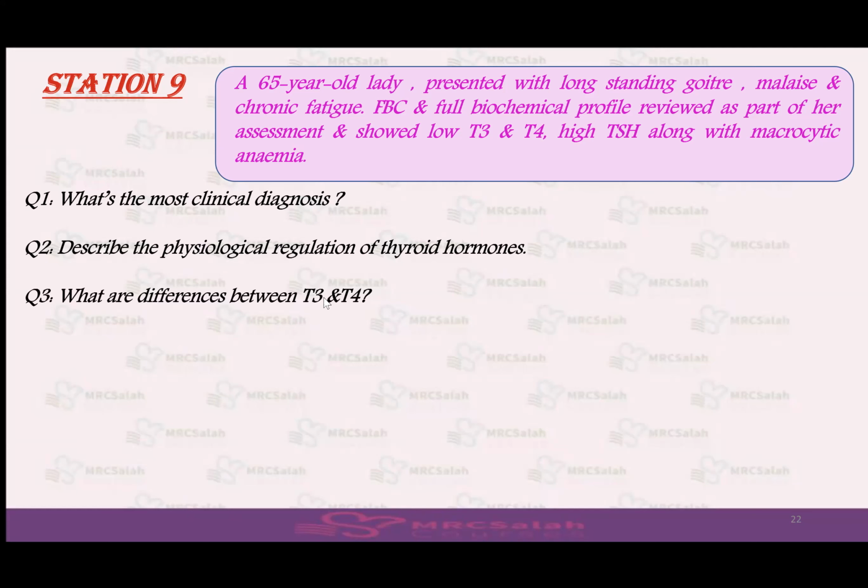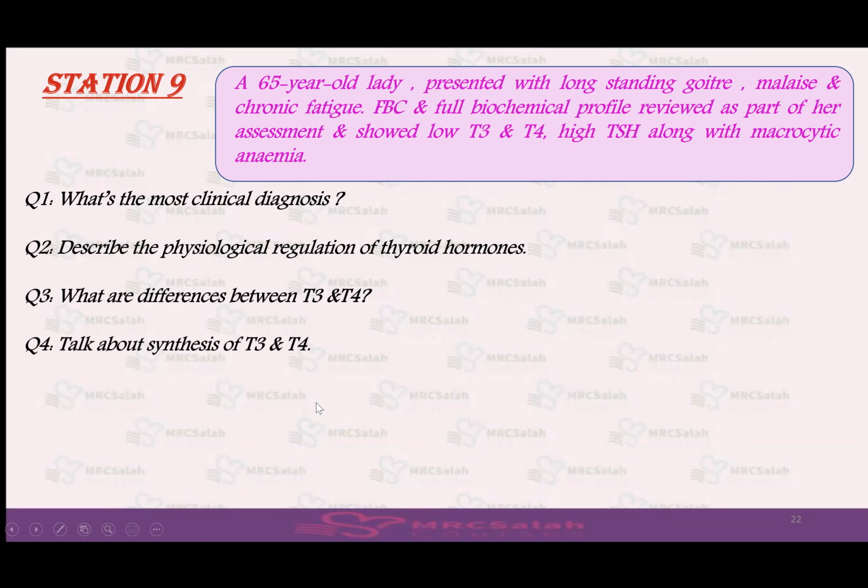Dr. Mansour, what are the differences between T3 and T4? T3 is more biologically active and less bound to plasma protein. What else? No other differences between them? Maybe because T3 is composed of diiodotyrosine and monoiodotyrosine, and T4 is composed of two diiodotyrosine. Excellent. There is a structural difference between them.